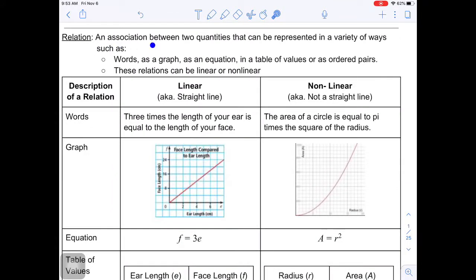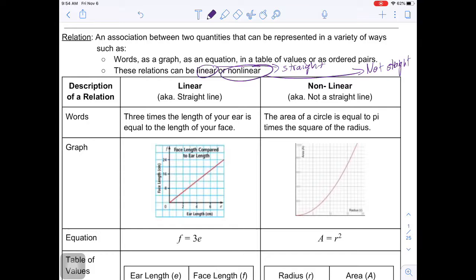A relation is an association between two quantities that can be represented in a variety of different ways. These ways can be words, a graph, an equation, a table of values, or ordered pairs. Sometimes relations are linear or nonlinear. The word linear means straight. Okay, the word nonlinear just essentially means that the relationship is not straight. Okay, it could look like anything as long as it's not straight. It's not a linear relation.